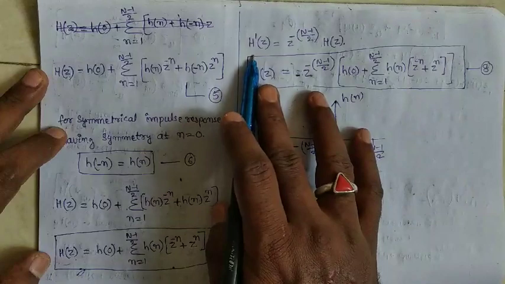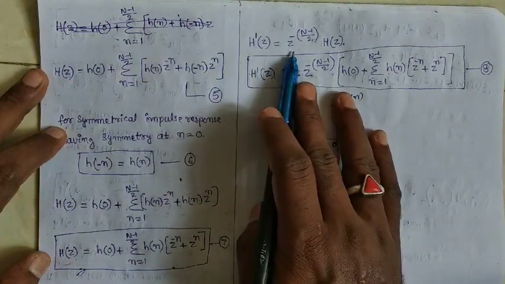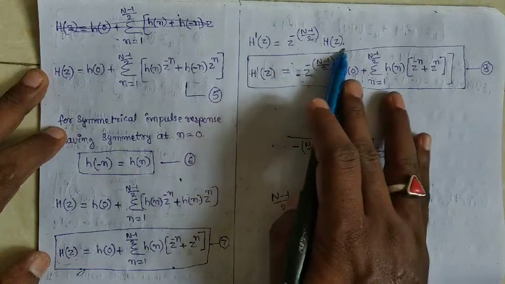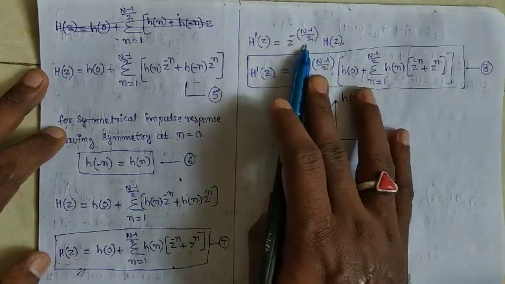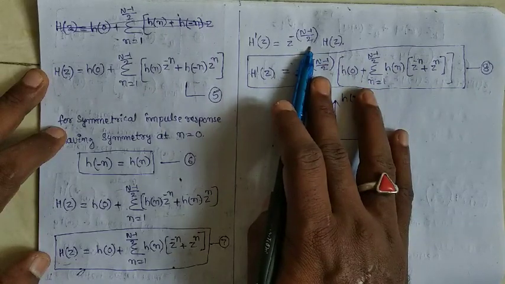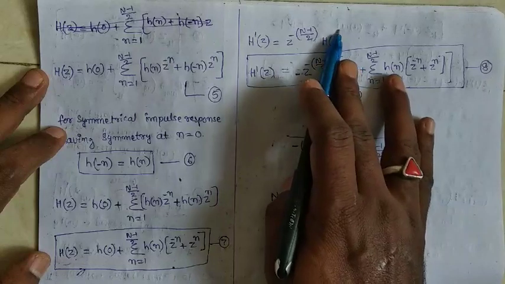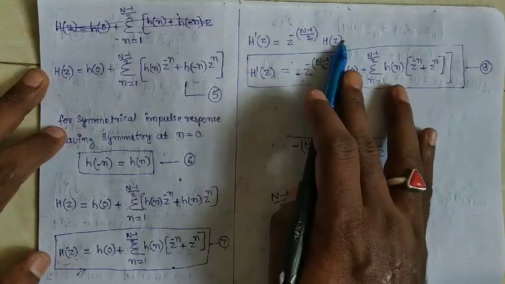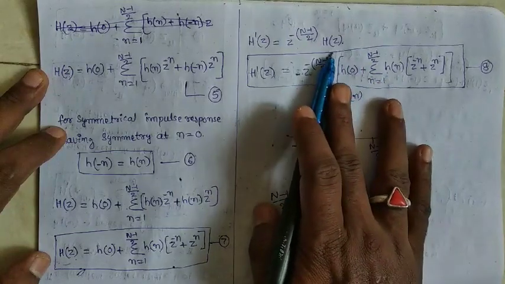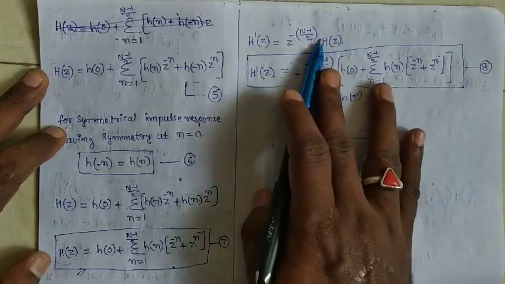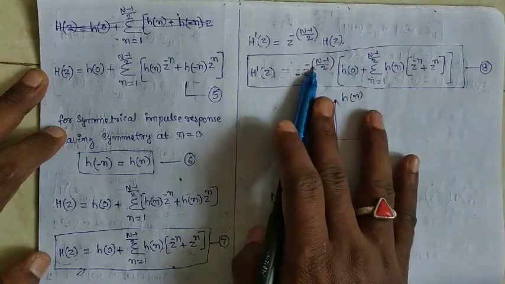How to obtain the transfer function of the causal system? H dash of z is equal to what? This can be obtained by multiplying the H(z) with z power minus (N minus 1) by 2. This means what? This shifts the H(z) right by (N minus 1) by 2 samples. Means H(z) is delayed by (N minus 1) by 2 samples.